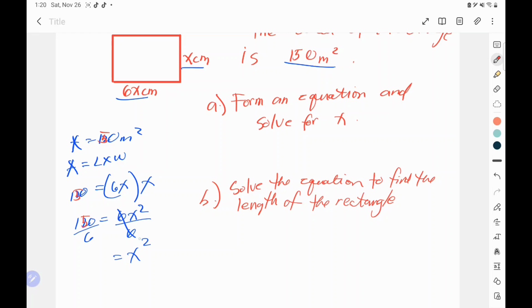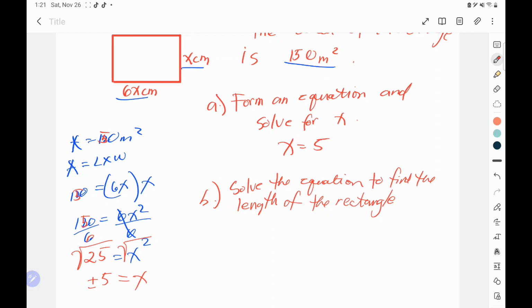Then divide both sides by 6. We will have 25 here, since 150 divided by 6 is equal to 25. Now the square root of 25 and the square root of x squared equal plus or minus 5. But since there's no negative dimension, the answer here should be x is equal to 5.